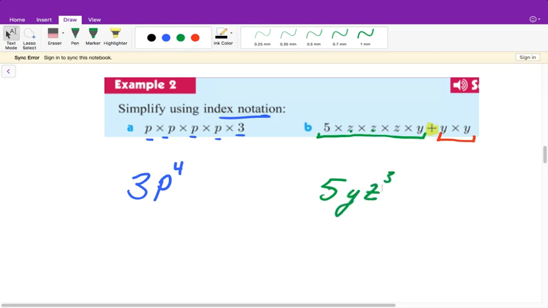Whenever you're writing these, you always want to try and rewrite each term in alphabetical order. Since y comes before z in the alphabet, I wrote y first, right? And then we will add, and then we do y times y, and that is y squared. So this gets simplified to 5y times z cubed plus y squared.